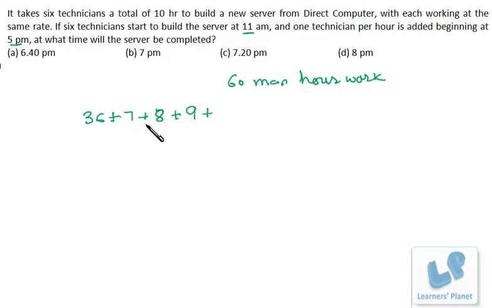So 36 plus 7, that's 43. 43 plus 8 is 51. 51 plus 9 is 60. So till here 8 o'clock was there and 60 man hour work is completed. So the entire work will be completed by 8 p.m. Okay, it's a very simple problem based on time and work. Just calculate man hours and proceed like this. I hope you are clear.